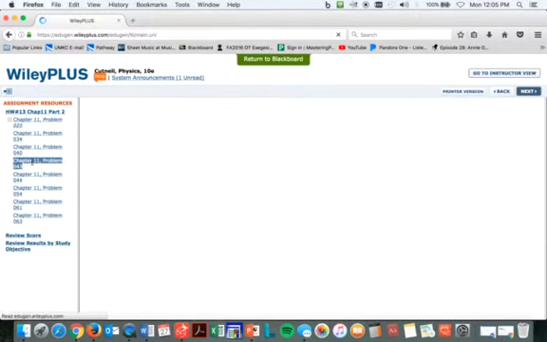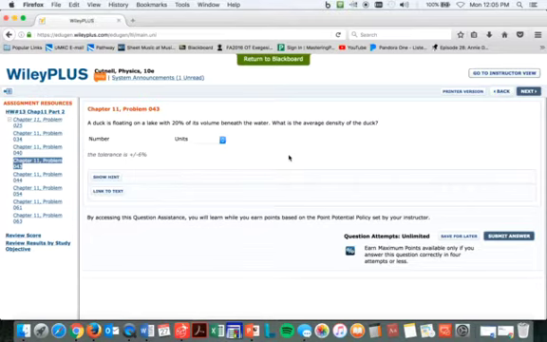Hopefully it's a continuity type thing. A duck is floating. Oh, no, this is another Bernoulli thing. What's the density of the duck? Well, let's take a look at that. We can do this one really quick. Say a duck is floating on a lake with 20% of its volume out of the water. Okay, so 80% of its volume is in the water.